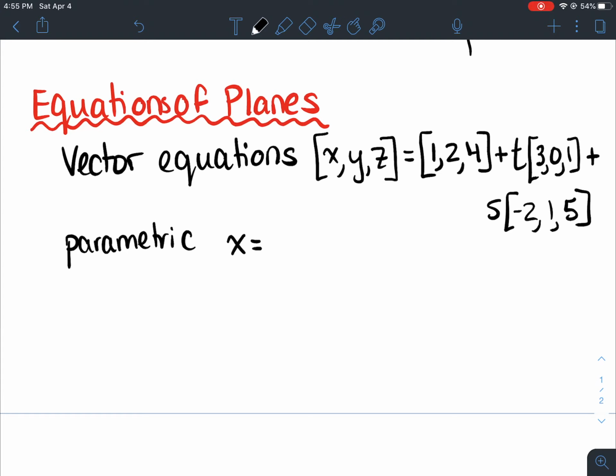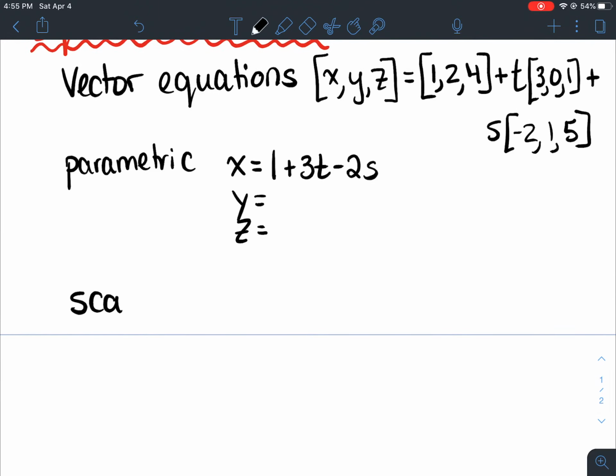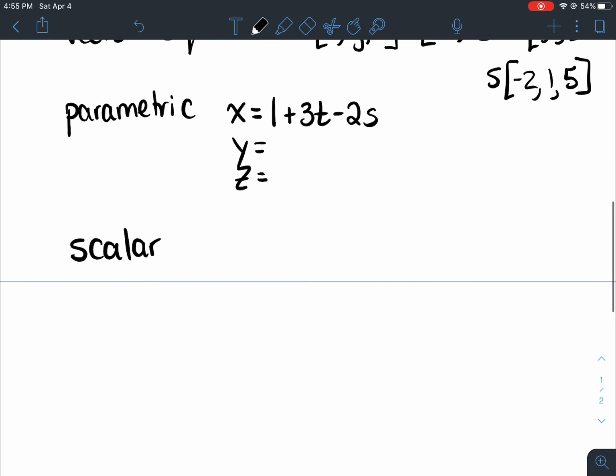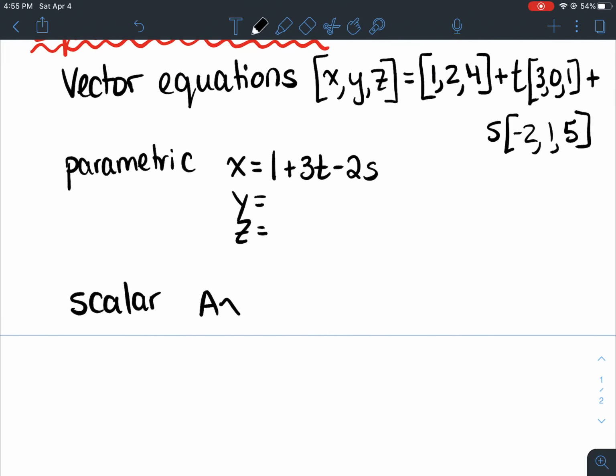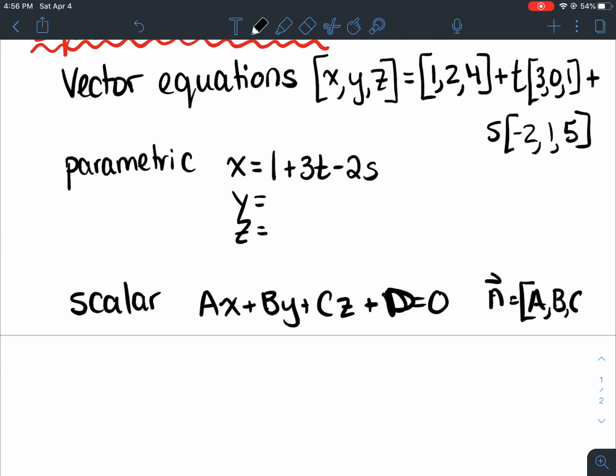So you're just isolating x, y, and z. For example, in this case, x would be equal to 1 plus 3t minus 2s, and y and z are the same kind of thing. And then finally, scalar equations of planes are always in the form ax plus by plus cz plus d equals 0. So that's a d. And we know that a, b, and c are our normal vector to our plane, so they're a perpendicular vector to the plane.